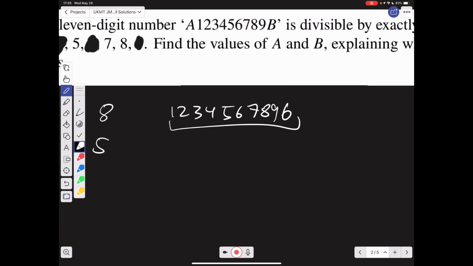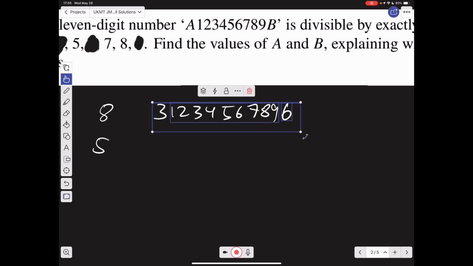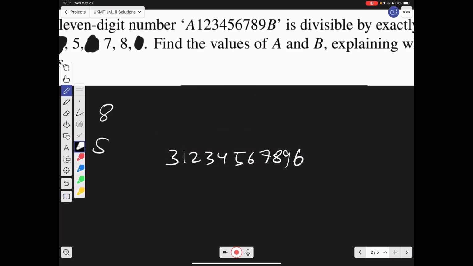So if we just take that, the sum is going to be 51. The closest multiple of 9 is 54, so we put a 3 here, because that adds 3. And that is our number. But is it divisible by 7? That's our last check. If this works out, then we put the answer.